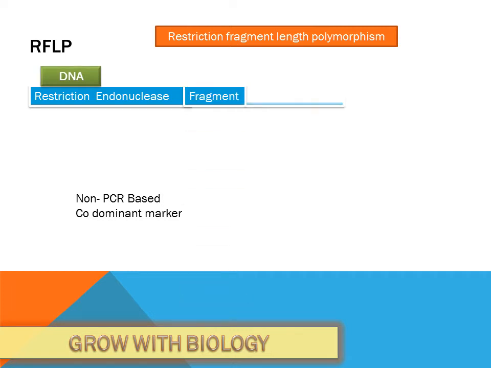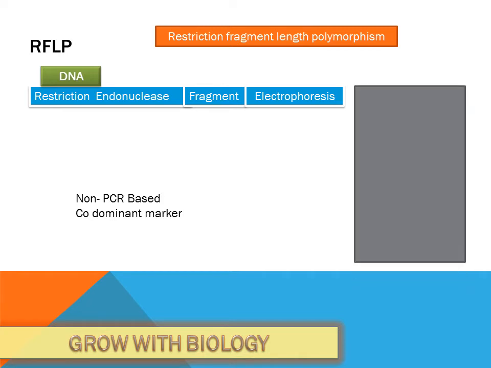Now restriction endonuclease has cleaved the DNA, thus there will be fragments, and these fragments will be separated with the help of a technique known as electrophoresis. We all know electrophoresis separates DNA according to its molecular weight. So we will separate the fragments of DNA which were generated by restriction endonuclease.